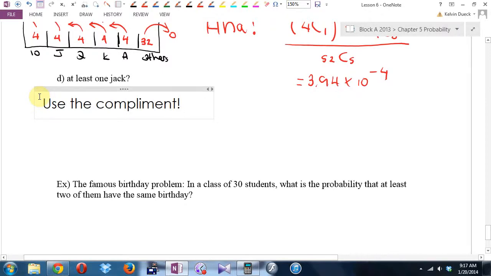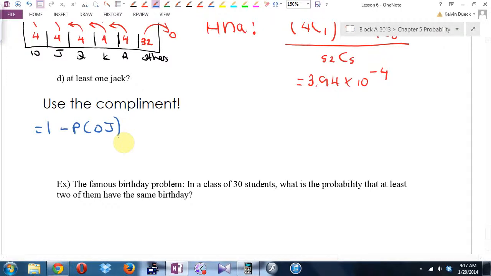What's the opposite of at least one jack? 0. I think it's going to be way easier to say this: 1 minus the probability of 0 jacks. One minus, are you ready? This time only, we're going to see if we can do the bucket in our heads.